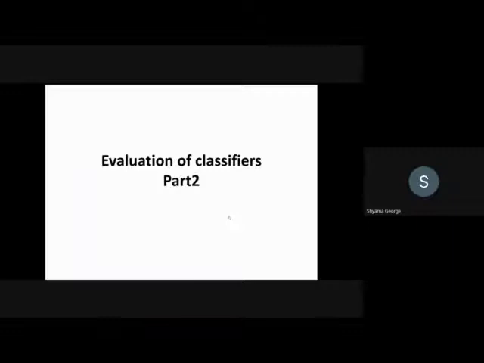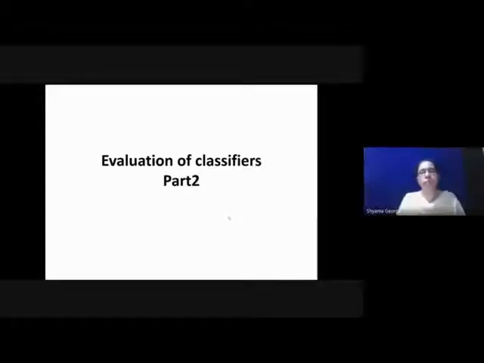Today's class we will discuss some more points about the evaluation of classifiers. We have already studied different classifiers like decision tree, Bayes classifier, etc. Now we discussed how the classifiers can be evaluated based on different classifier performance measures like confusion matrix and the various terms precision, recall, etc.